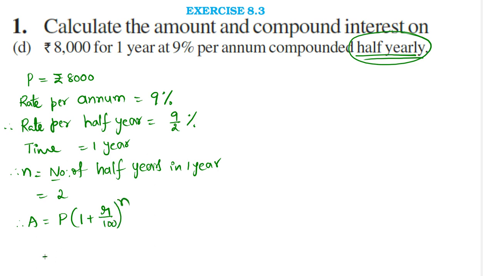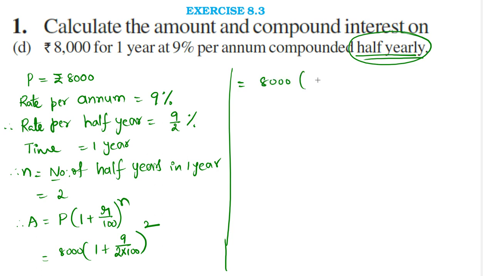This is the formula. This is equal to P is how much? 8000 times 1 plus R. R rate is 9/2. By 100 we have, so in the denominator we can write 2 times 100 whole to the power of n. N is 2. So that is equal to 8000 into 1 plus 9/200 whole square. This is equal to 8000 into, this is 200 into 1, 200 plus 9. So 209 by 200 whole square.